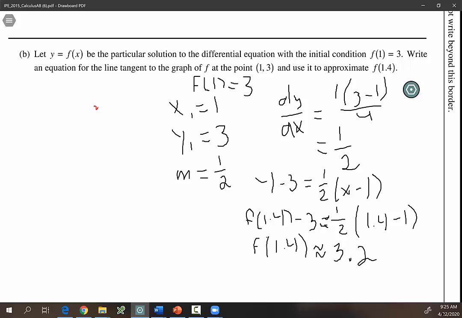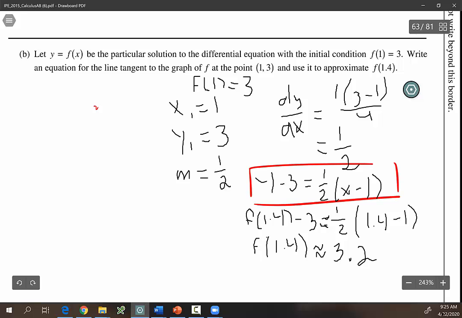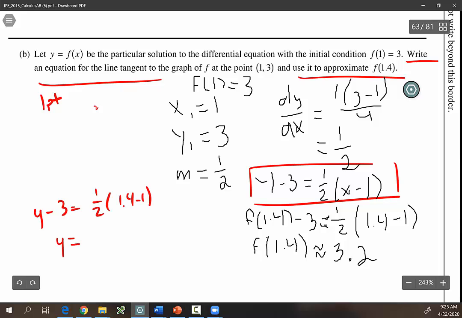Good. So the two big things here were writing the tangent line, right? It said write an equation for the tangent line. So that's probably going to be worth 1 point. And then use it to approximate f of 1.4. If you had just done y minus 3 equals 1/2 times 1.4 minus 1 and left it like this, they're still going to give you the point. But changing that over to f of 1.4 and using the approximate symbol really shows them that you know exactly what's going on. So that's awesome. Good work. That was cool.